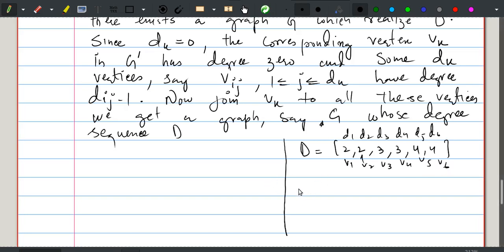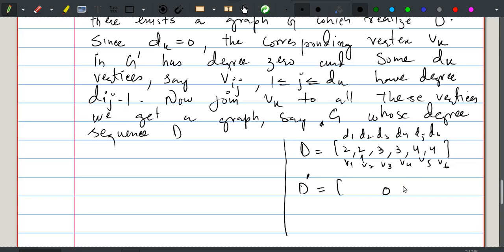Then what we did, we obtain the residual sequence d prime by laying off some non-zero entry. So here in this case we lay off, say, d3. By laying off d3 means, first of all, d3 will be 0, and the largest d3 elements of the sequence, that is the largest 3 elements of the sequence, they are 3 4 4.